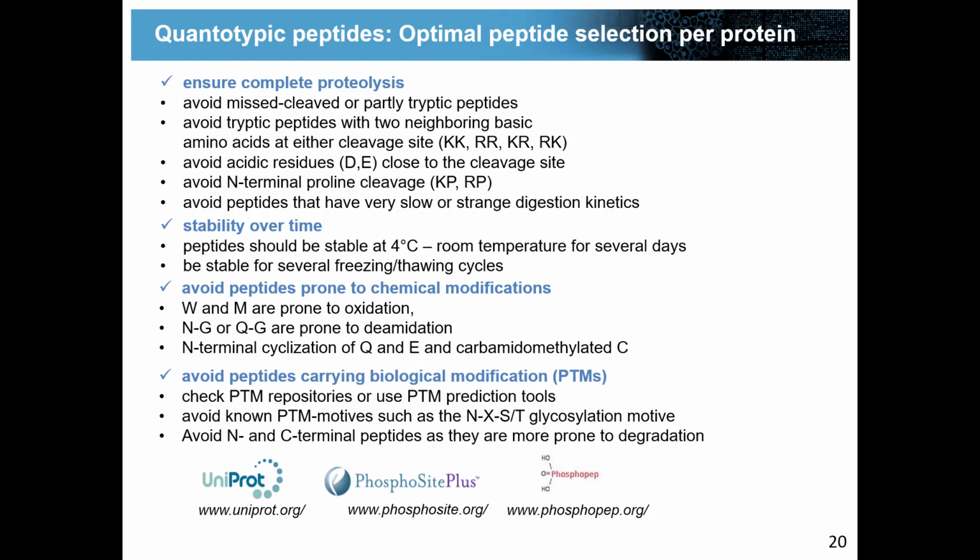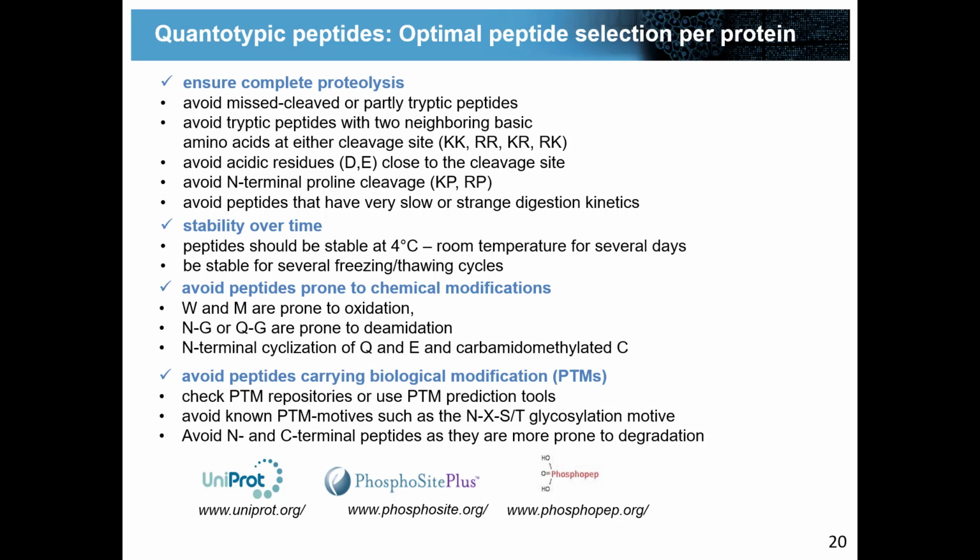And then there is also the biological PTM. So if you want to quantify the concentration of a protein based on peptides that are representing this protein, peptides that carry a biological PTM are not that well suited, because very often this biological PTM is not there to 100%. Just a certain fraction of a protein might be modified. And how can you try to avoid these PTM carrying peptides? Well, you can check repositories for PTMs. You can avoid known motifs, like NXS/T, which is a known glycosylation motif. You can try to avoid that. Or you can try to avoid the very N-terminal or very C-terminal peptides, because they are often signal sequences and therefore also cleaved off.